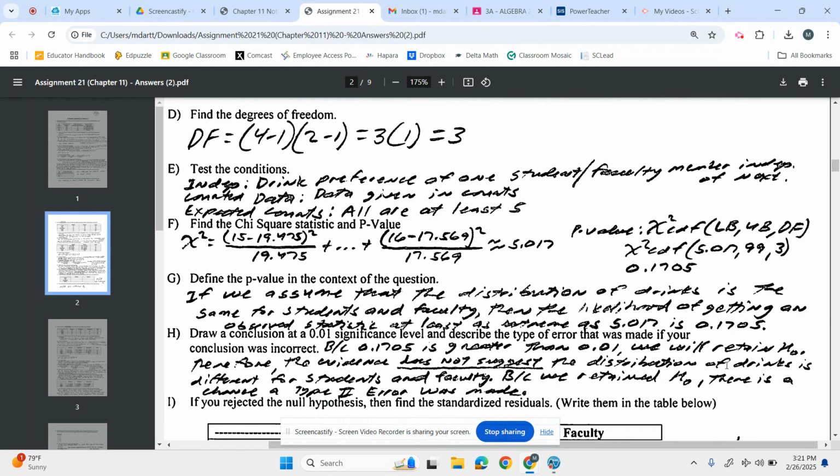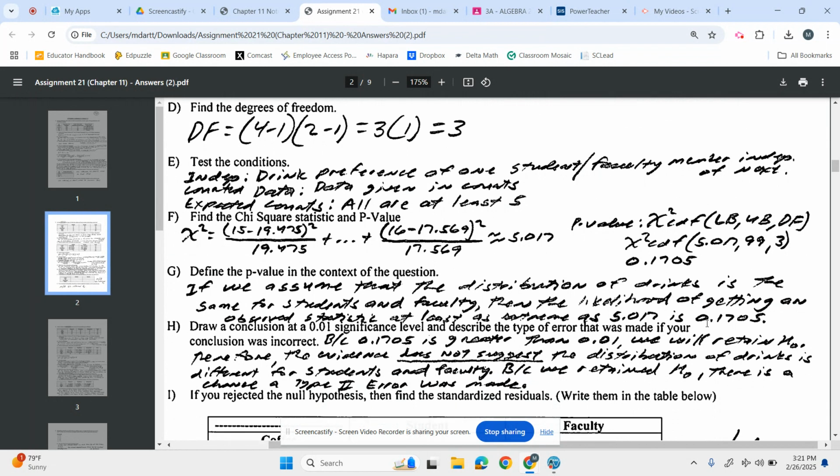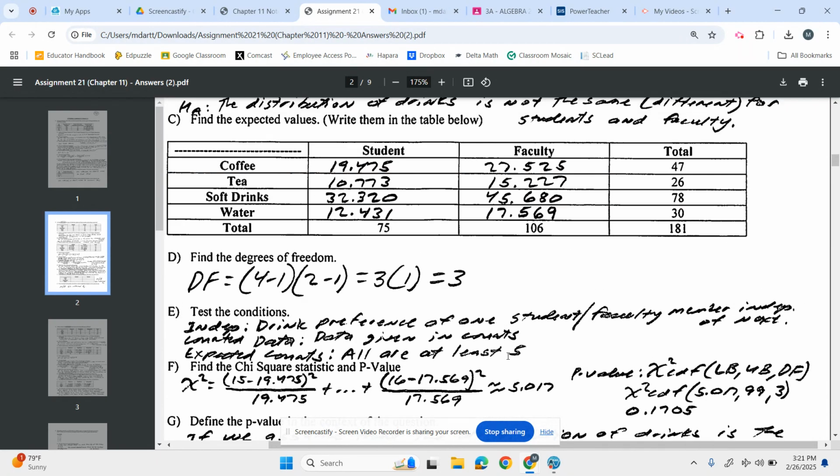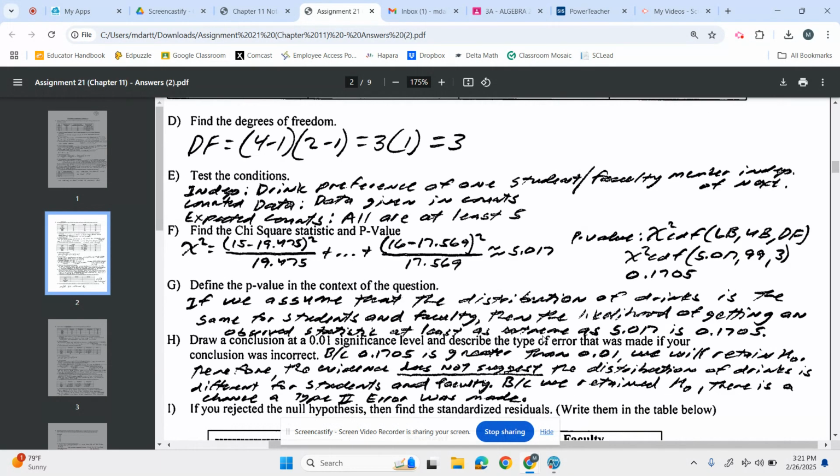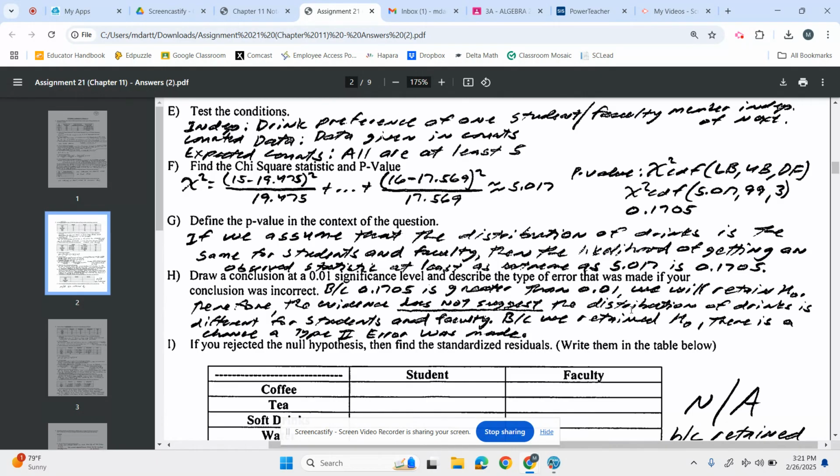Now what about our conclusion and our type of error? Well, again, the p-value is too big. 0.1705 is bigger than 0.01. So because 0.1705 is greater than 0.01, we're going to retain the null, so the evidence does not suggest the alternative, that there's a difference. It does not suggest that the drink distribution differs for faculty and student members.